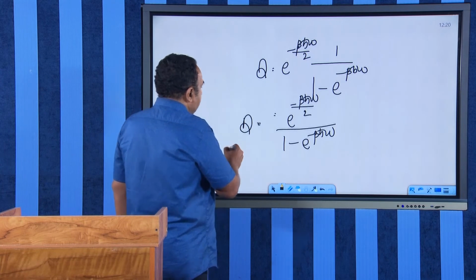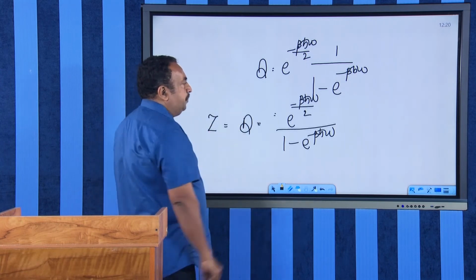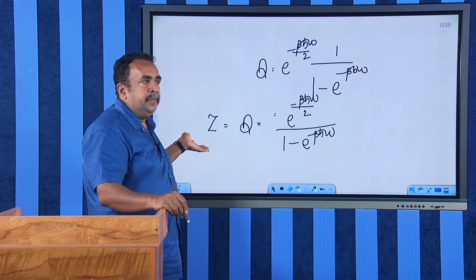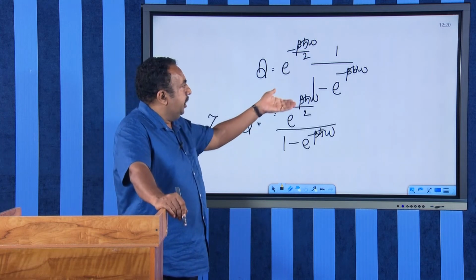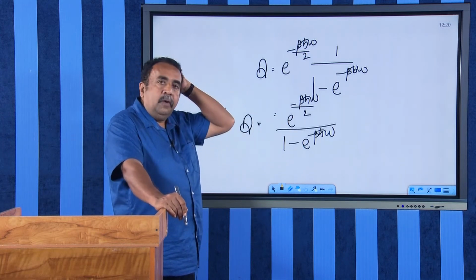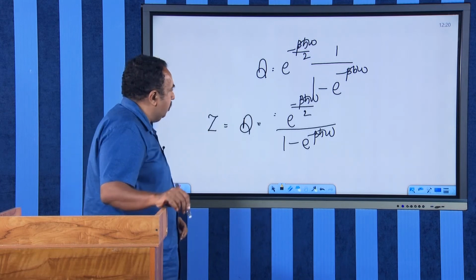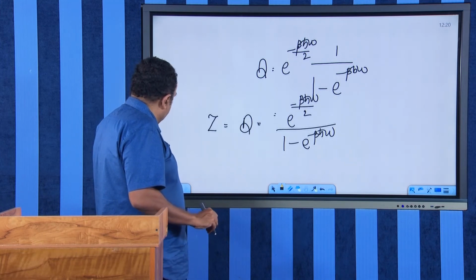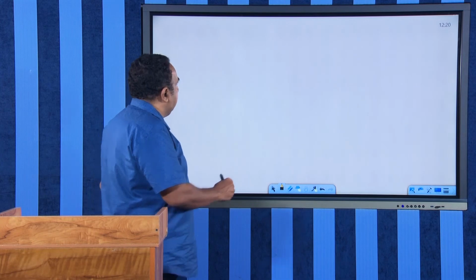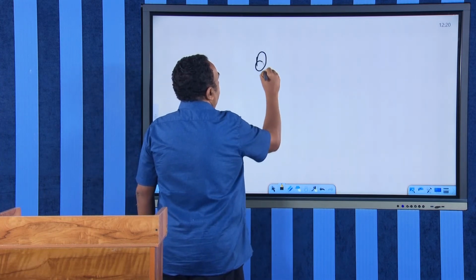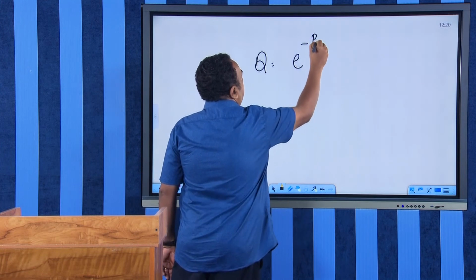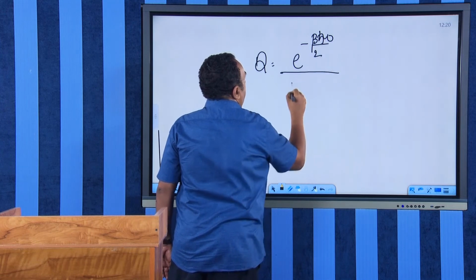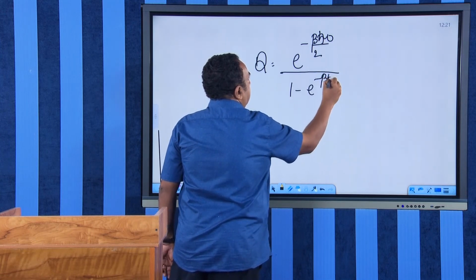In some textbooks, instead of q, they will be using z also. Sometimes your partition function is represented by z; the earlier books represented the partition function by the letter z. Therefore, z is equal to e raised to minus beta h cut omega by 2 divided by 1 minus e raised to minus beta h cut omega. There is one more way of writing this partition function, which was not given in your choice, but you can remember that. Therefore, you have this partition function q given by e raised to minus beta h cut omega divided by 2, divided by 1 minus e raised to minus beta h cut omega.